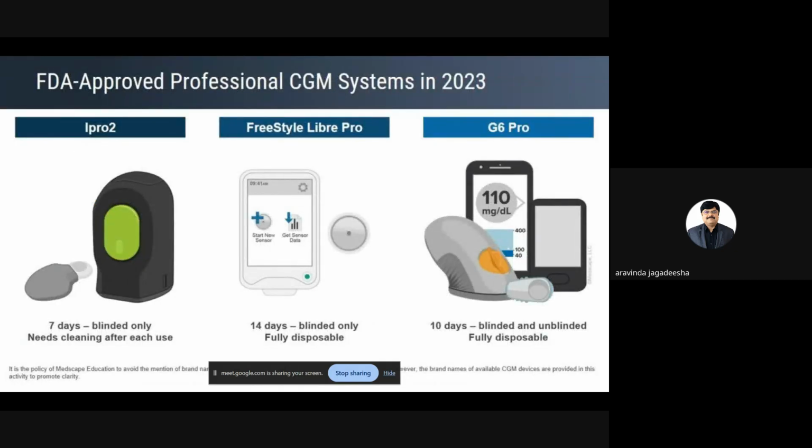The FDA approved professional CGM systems in 2023, that is 2 years back. On the left-hand side, you can see the iPro 2. In the middle, FreeStyle Libre Pro, that is 14 days, blinded only, fully disposable. Next, on the extreme right, you can see the G6 Pro.